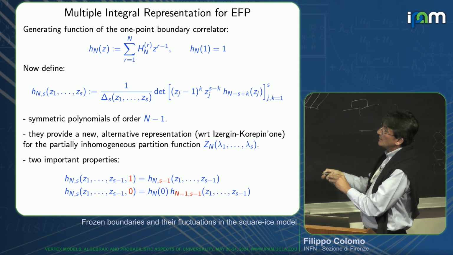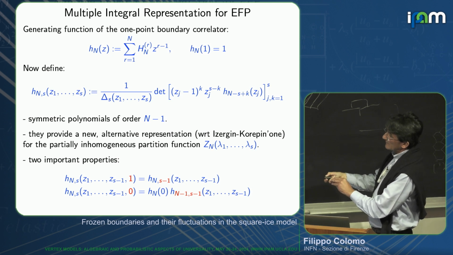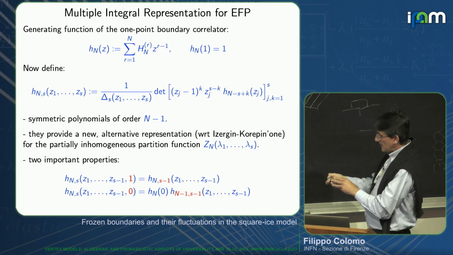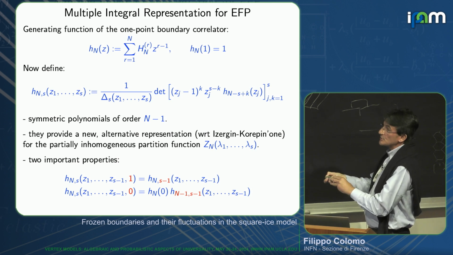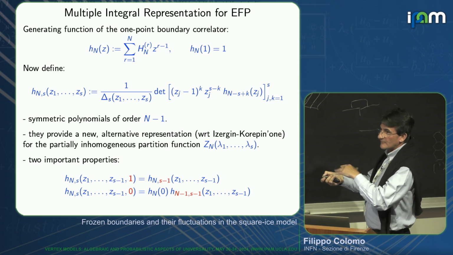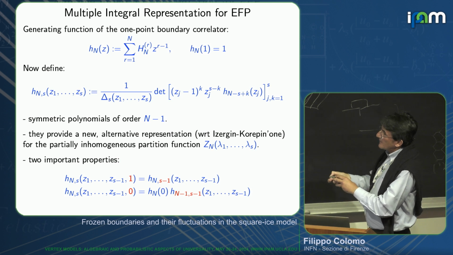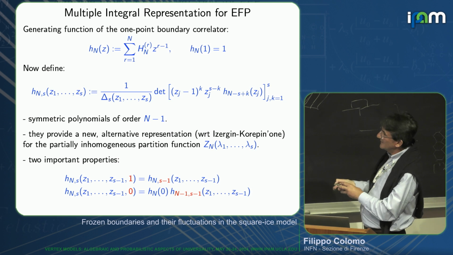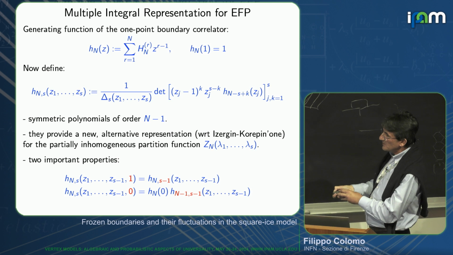For experts, I can say that this is an alternative representation with respect to Izergin-Korepin. In Izergin-Korepin, you have a determinant of some kernel, and here you have the determinant built in terms of the boundary correlation function. It's kind of a bootstrap, kind of inverse calculus. You express something simple in terms of something more complicated, let us say. So it's not clear why it's useful, but it will be useful.